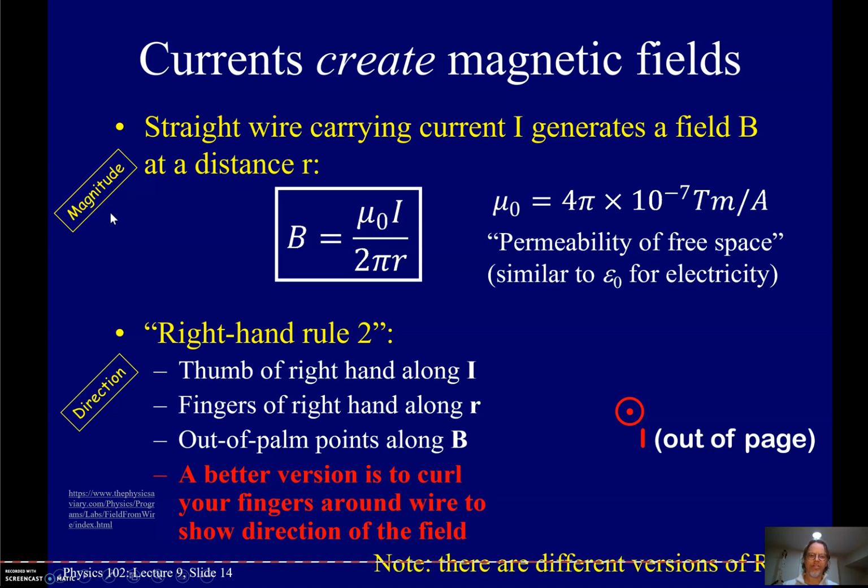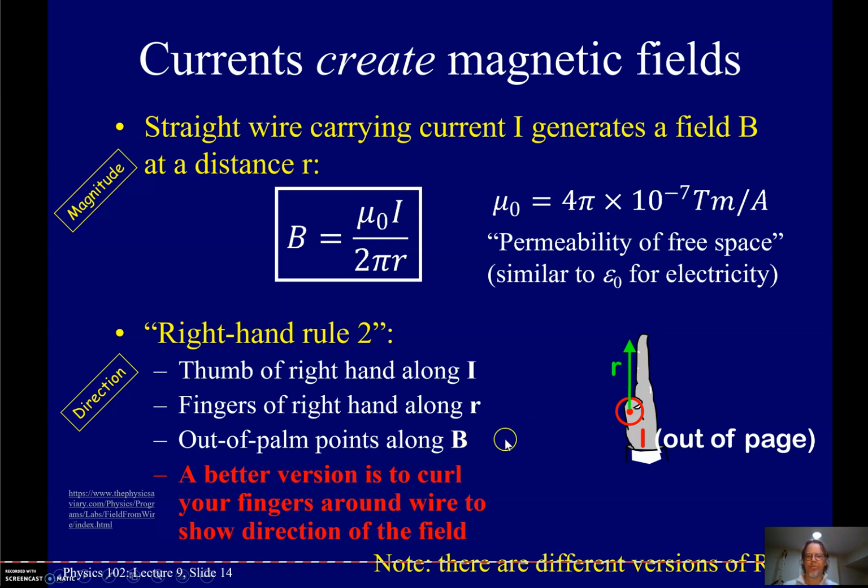What about finding the direction? Well, there's a quick and easy way, and this is their right-hand rule number 2. I don't like it, but it still works. So in this right-hand rule, you put your thumb of the right hand along the current. So wherever the current is, say it's going right at you, out of the page. And the fingers of the right hand go along the r, the radius. As you get twice as far out, it's half the field, but the field will still be in the same direction. It'll just be half the amount that it is halfway in. And out of the palm is the magnetic field.